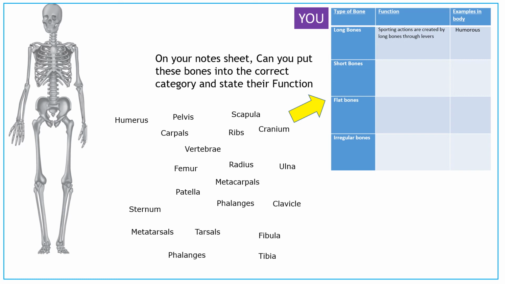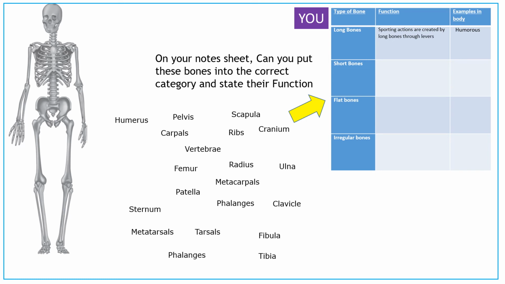Well, it's really movement. It's using them as levers, supporting actions created by the long bones through levers. And an example in the body is the humerus. There's many other examples that you could choose, such as the femur, such as the metacarpals, such as the metatarsals, such as the phalanges, or even classes of long bone. Just go down through that.